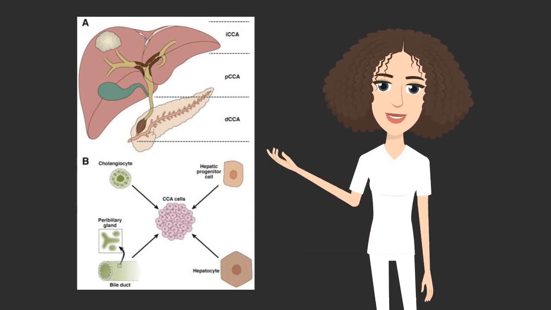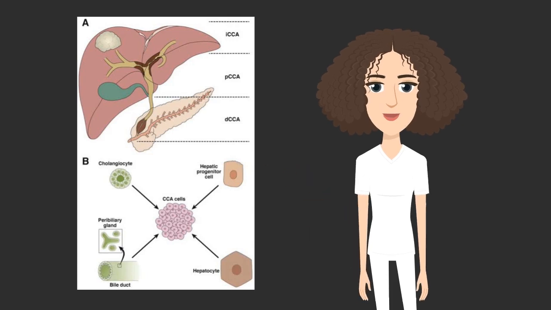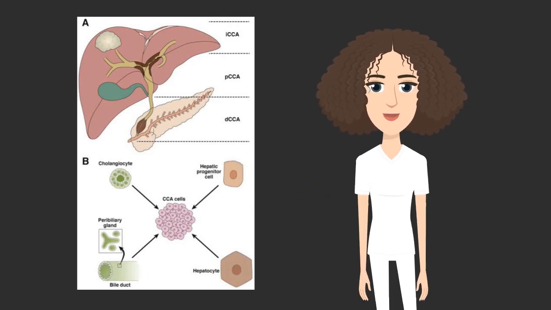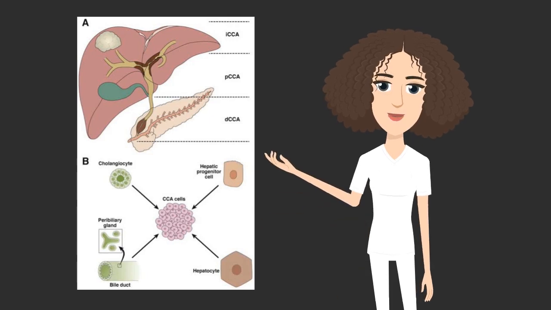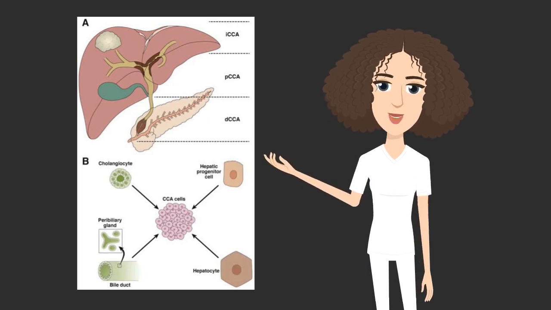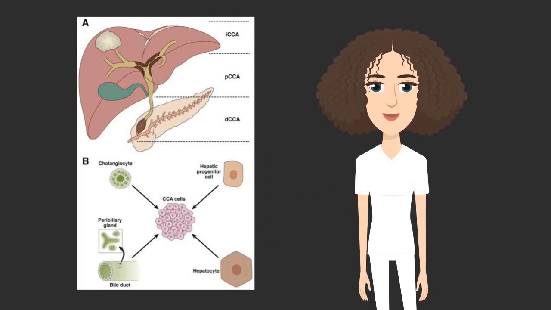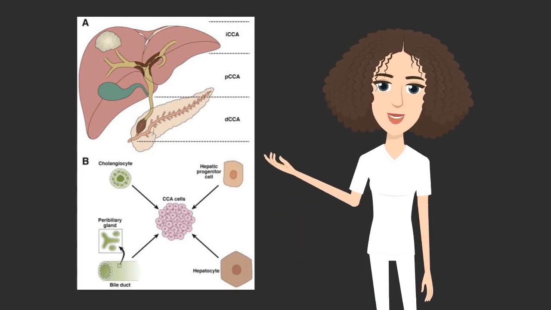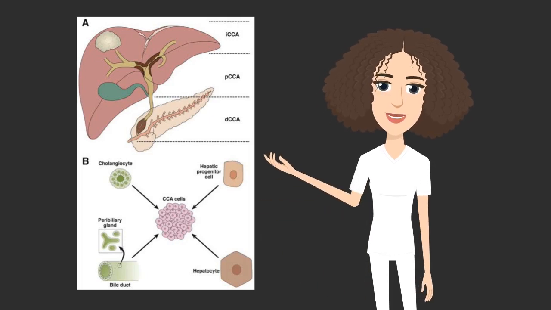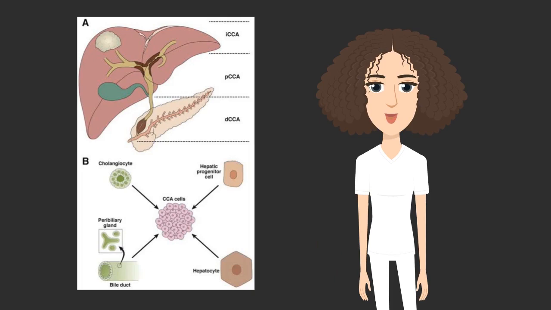ICCA, or intrahepatic cholangiocarcinoma, is found in the bile ducts inside the liver. PCCA, or perihilar cholangiocarcinoma, is found in the area where the common hepatic duct is. DCCA, or distal cholangiocarcinoma, is found in the area where the common bile duct is. In figure B, you can see the various cells of origin in CCA.